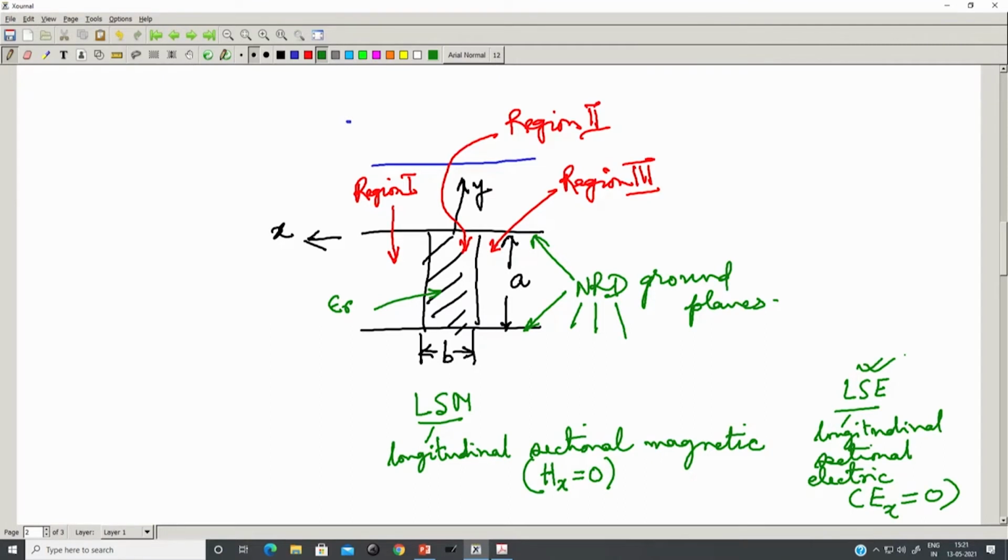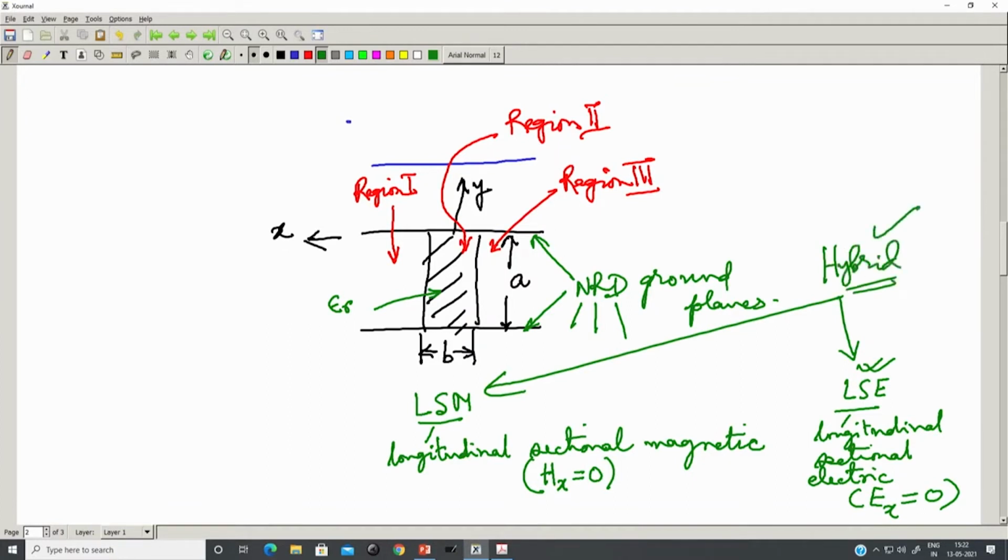So, you now see that both the LSM and the LSE modes have the Z component. So, that means LSM mode has a Z component of the electric field and the magnetic field, and the LSE mode has a Z component of the electric field and the magnetic field. So, because of the presence of both the components of the electric and magnetic field along the Z direction, both these modes are also referred to as hybrid modes.